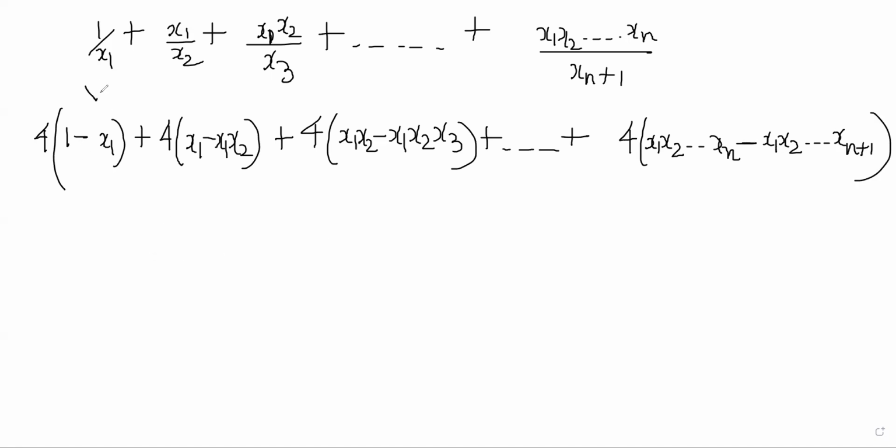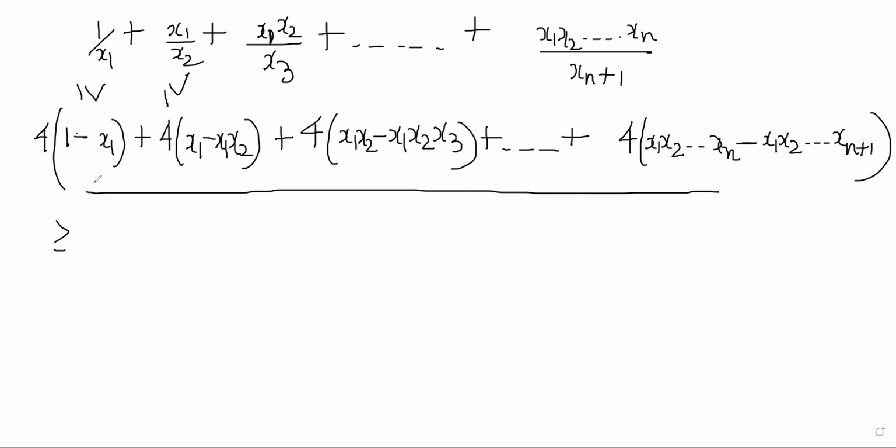So there is a greater than or equal to sign. This is greater than this, and this is greater than this, right? So basically the sum of it will be greater than or equal to the sum of this series, which, if you realize, is a telescoping series. So it becomes 4 times (1 minus x1, x2 till x of n plus 1).